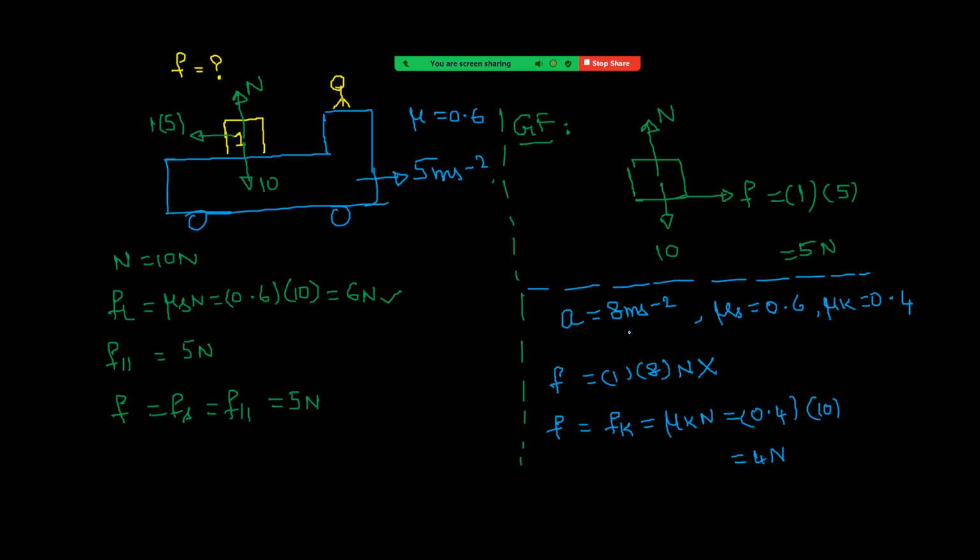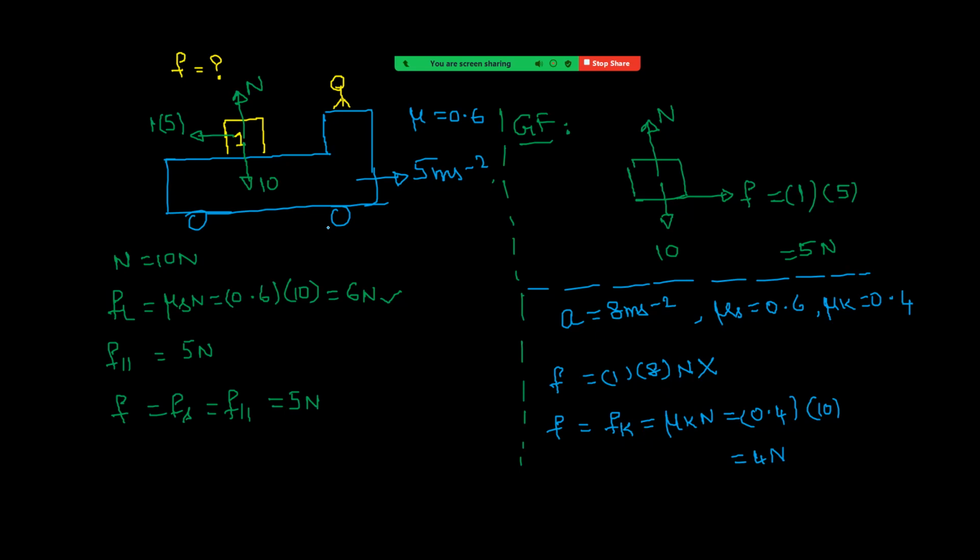Suppose truck is having acceleration 8 meter per second square, given mu s and mu k separately. Now if I take same assumption that block does not move, then answer is 1 into 8. Okay, but limiting value 6. So this friction is not possible. That means block is slipping. So I have taken it is a kinetic friction. So mu k into n. So answer is a 4 Newton.